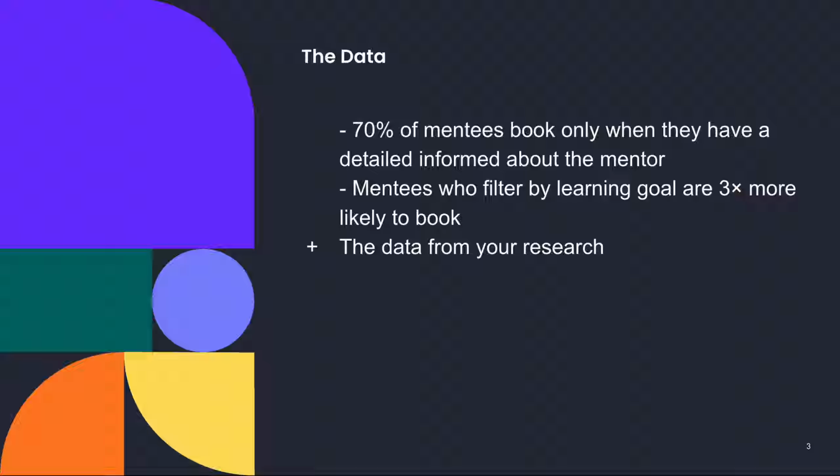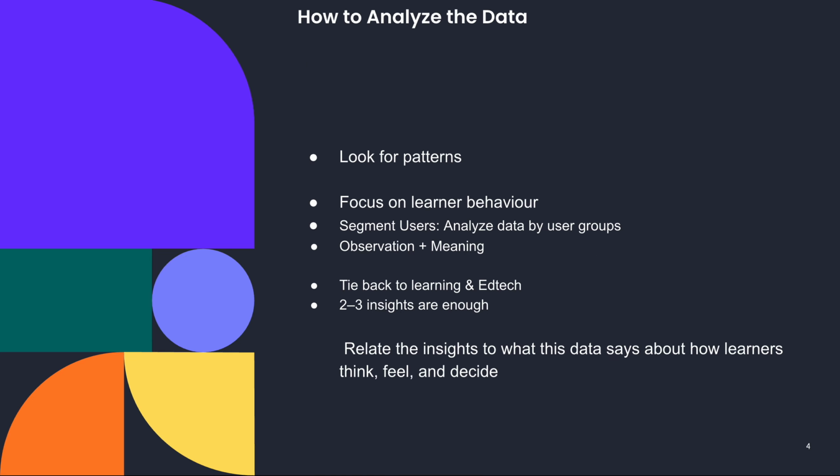So the way you're going to design, if this was not given, would be different from how it would be now that it is given. So there are contents I like to see that you add to your flow. Mentees who filter by learning goal are three times more likely to book. I don't want to mention what you need to put there, but you already have this information. So there are some things I expect to see with this data, right? So the data from your research, you need to merge both and come up with the flow.